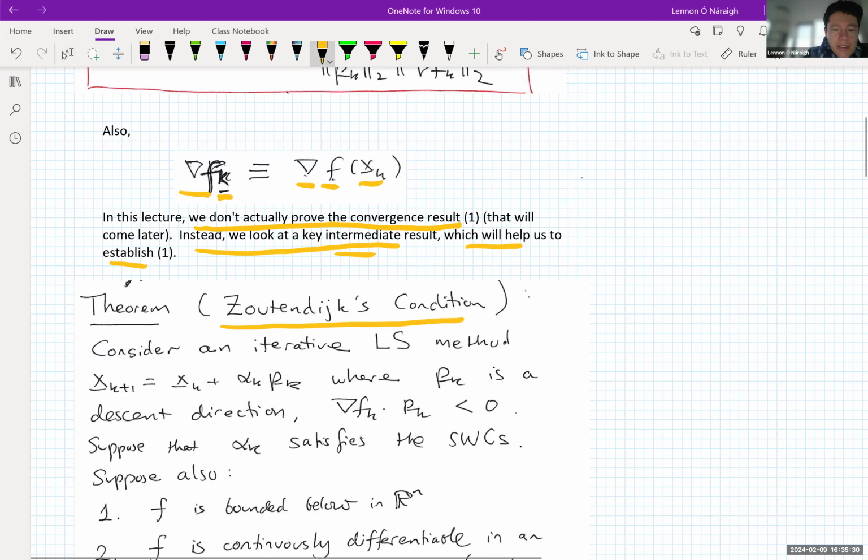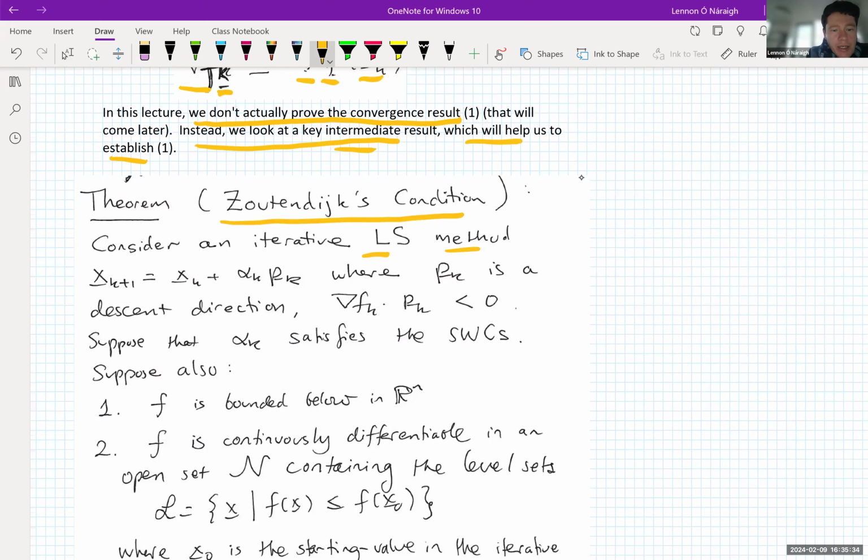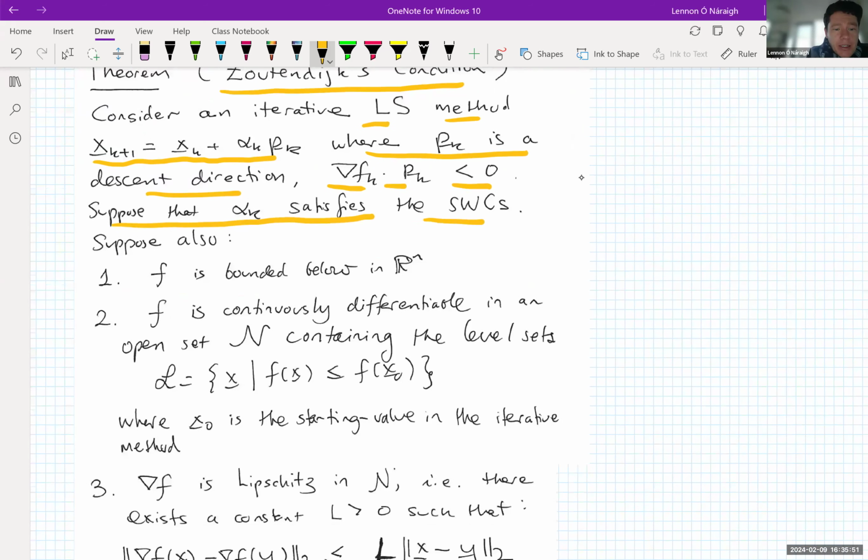And it says to consider an iterative line search method, xk plus 1 equals xk plus alpha k pk, where pk is a descent direction, such that grad fk dotted with pk is negative. We're told to suppose that the alpha k's satisfy the strong Wolfe conditions. And we're also given some conditions on f, namely that it's bounded below in Rn, and that it's continuously differentiable in an open set N containing all of the level sets L.